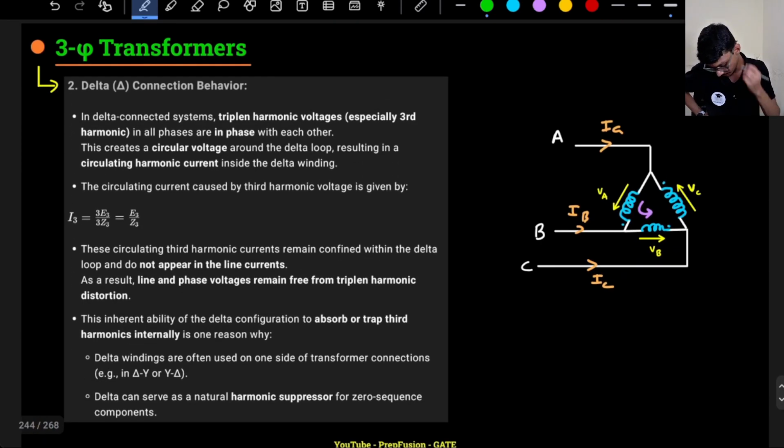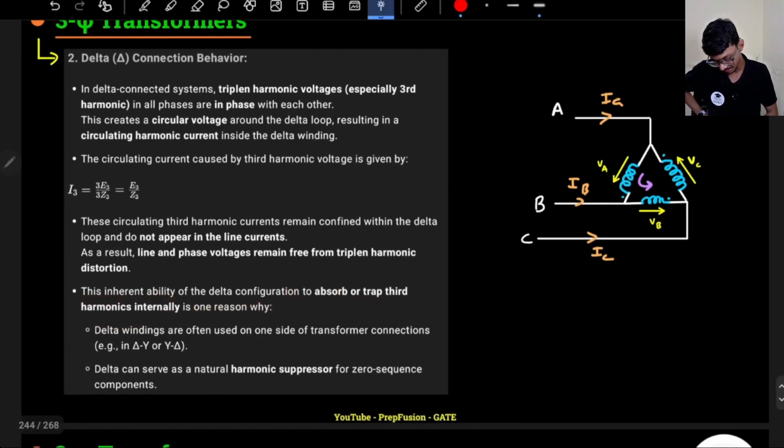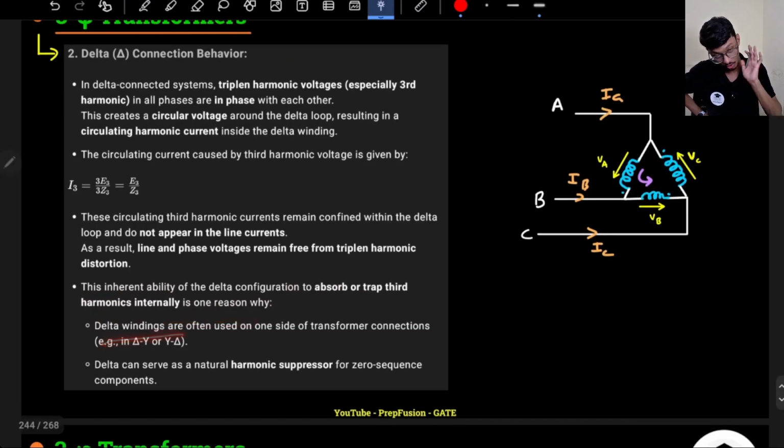That is the case over here. That is the advantage. You can go through this. So this inherent ability of the delta configuration to absorb or trap the third harmonic currents is one reason why delta windings are often used in transformer connections. Everybody will see, mostly we use delta star or star delta. Delta will always be there. That is the sole advantage of delta connections.